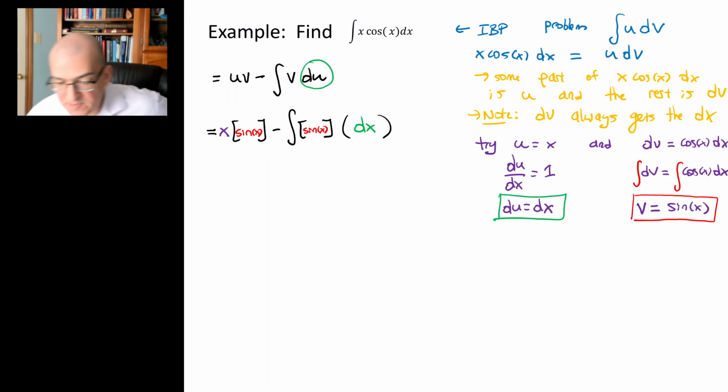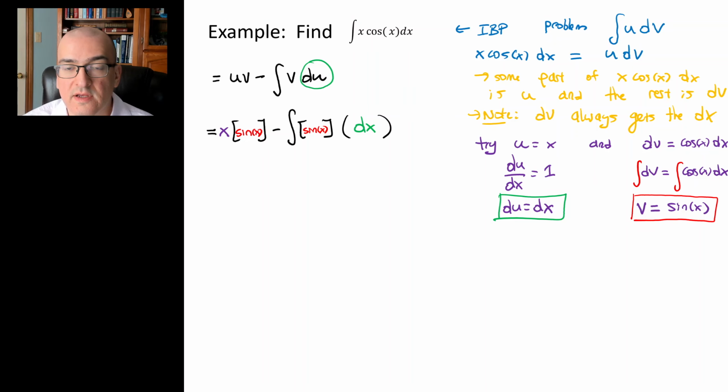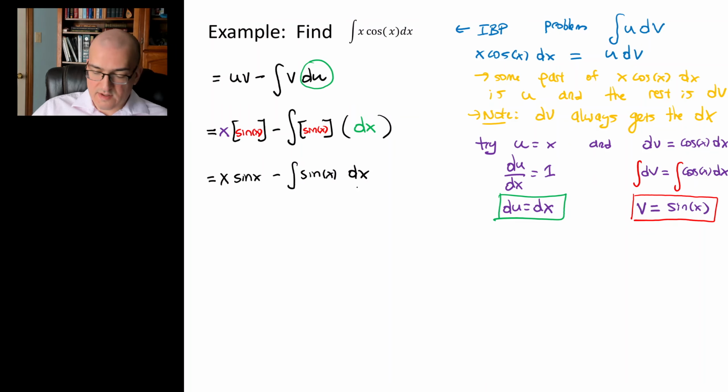All right, so everything's been taken into account. We put in the u, the v and the du. We put them all into the expression. It's got some extra brackets and may look a little bit messy, but I'm just going to clean it up. I'm going to rewrite it. x sine of x minus the integral of sine of x dx. Okay, and now we can take the antiderivative.